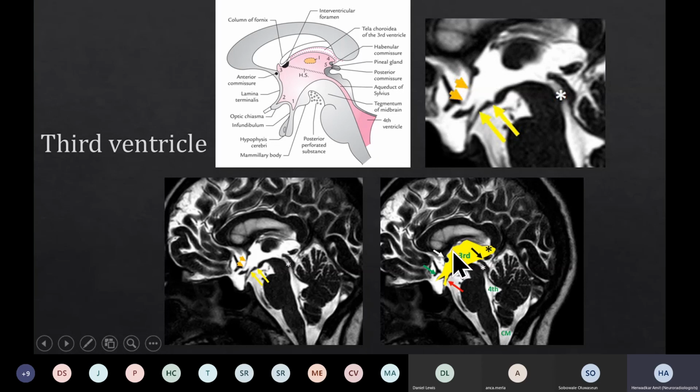And this is just to show you in red the recesses of the third ventricle over here, the posterior recess, which we'll talk about a bit later, the pineal recess of the third ventricle, which is shown over here. So the lamina terminalis and the anterior suprachiasmatic or the optic recess and the infundibular recess, along with the tuber cinereum and the mammillary body.